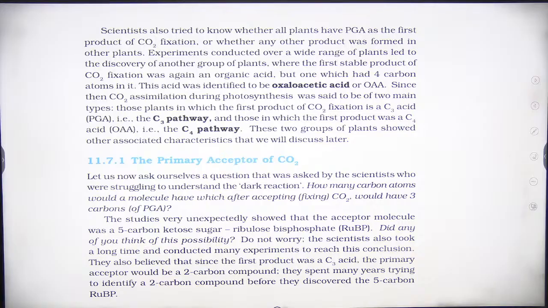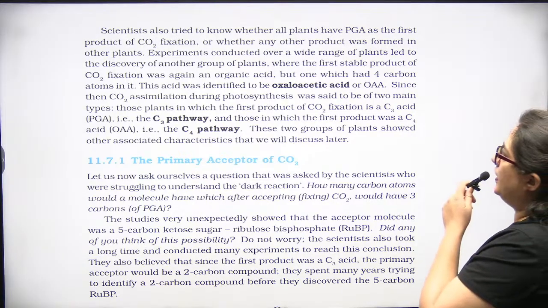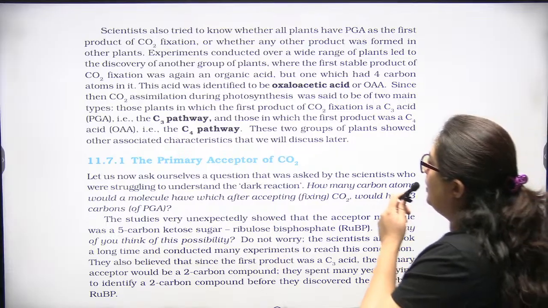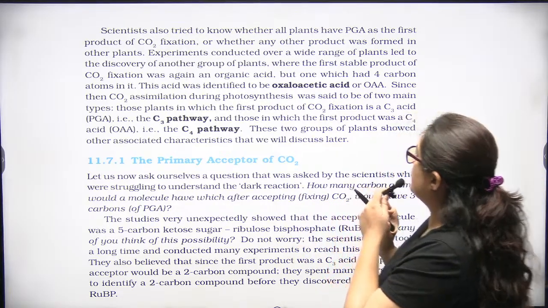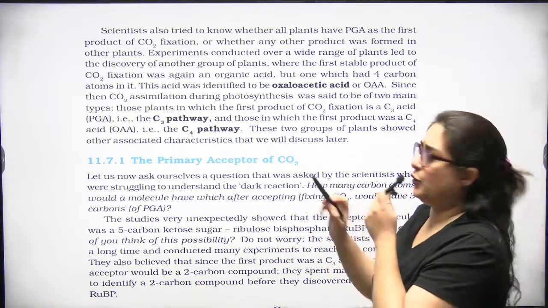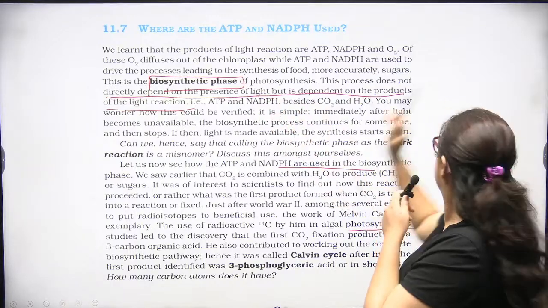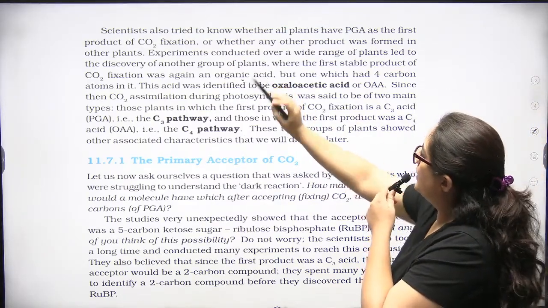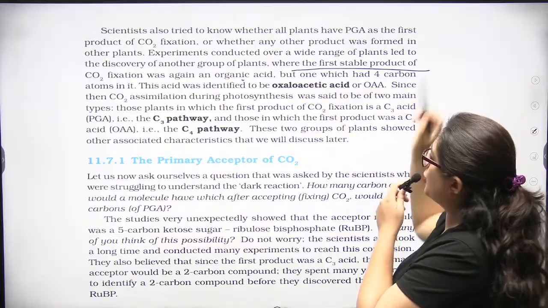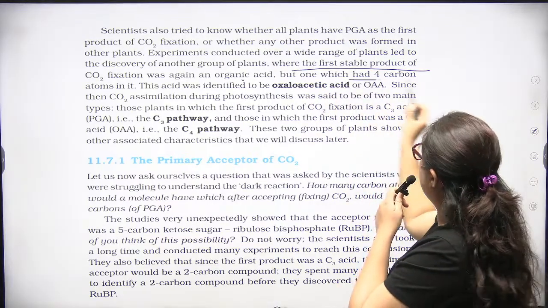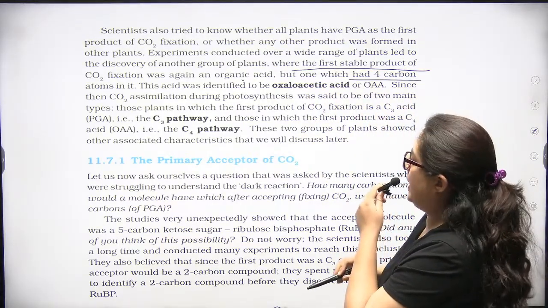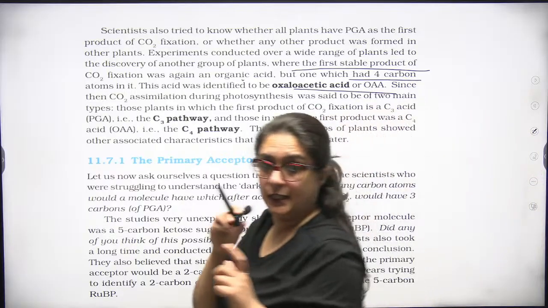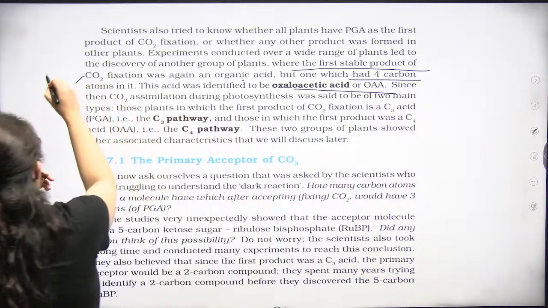Scientists tried to know whether all plants have PGA as the first product of CO2 fixation. In some, the first stable product of CO2 fixation was again an organic acid, but one which had 4 carbon atoms. This acid was identified to be oxaloacetic acid, OAA.